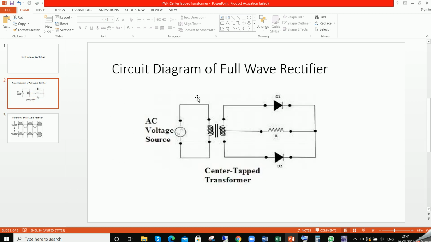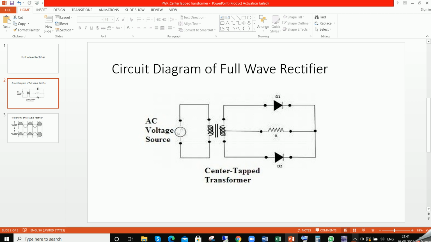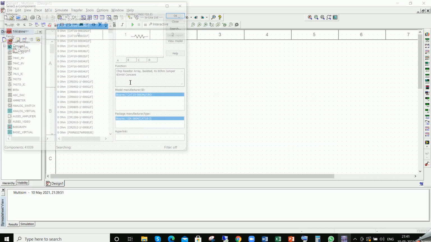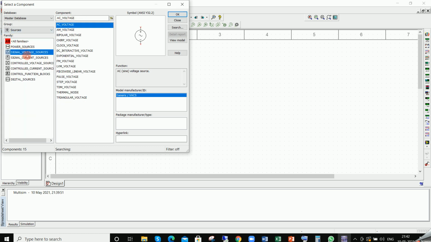To build this full wave rectifier on Multisim, click on Multisim. By default, this design one template is available. And to build this circuit, place component, sources, signal voltage sources, AC voltage, okay.